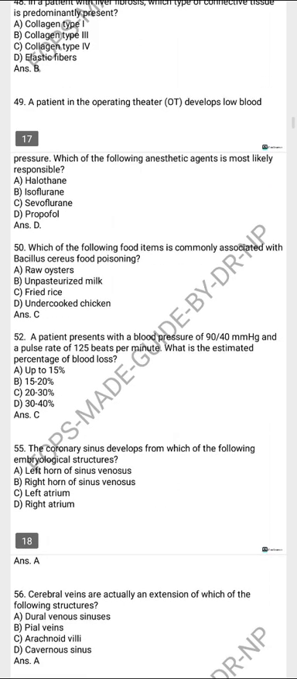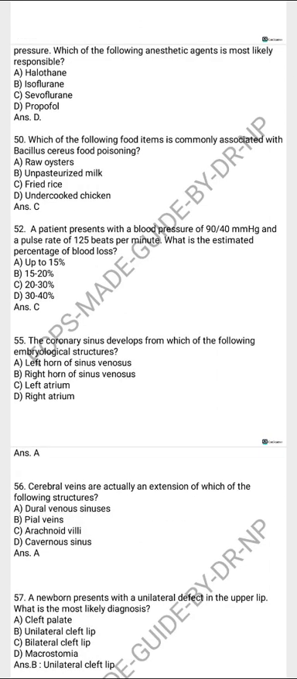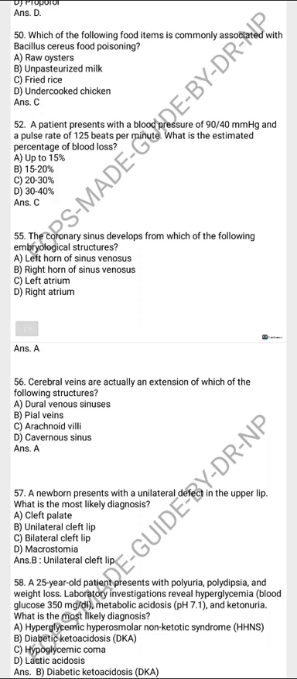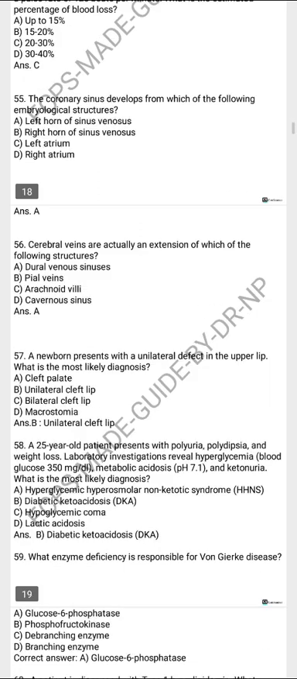Which of the following food items is commonly associated with Bacillus cereus food poisoning? Fried rice. A patient with a blood pressure of 90/40, estimated percentage of blood loss? 20 to 30%. The coronary sinus develops from which of the following structures? Left horn of the sinus venosus. The cerebral veins are actually an extension of which of the following structures? Dural venous sinuses.